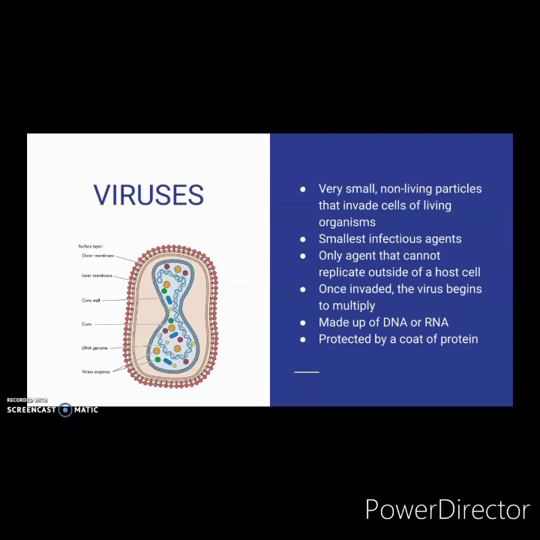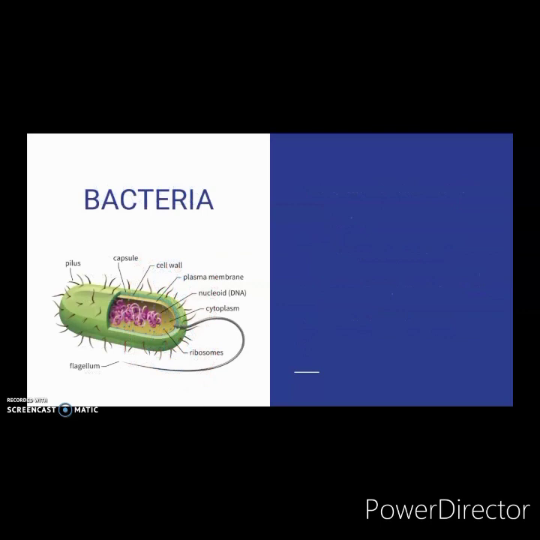Once they invade a host cell, the virus begins to multiply. They can be made up of DNA or RNA, but never both, and they most often only have one or two strands of either DNA or RNA. These are protected by a coat of protein, so you'll notice they don't share any resemblance with a human cell. They don't have a cell wall, they don't have a nucleus, so the DNA or RNA is just free floating.